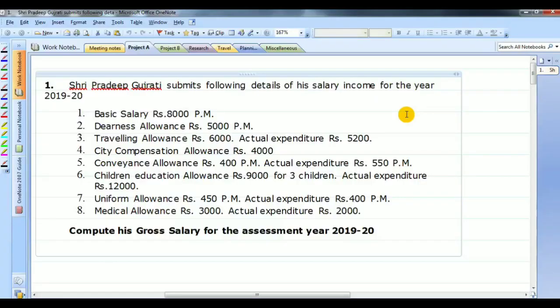Friends, my name is Abdul Qadir Arsiwala and today we will be discussing a very simple problem of income from salaries. In this problem, we won't be discussing any perquisites.